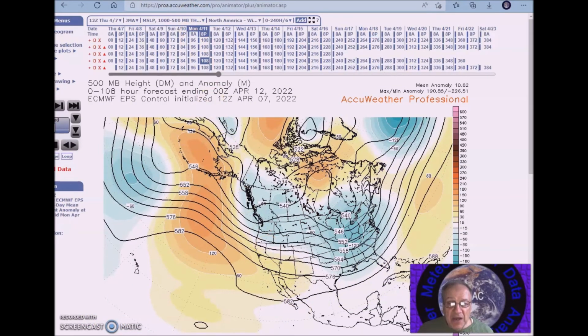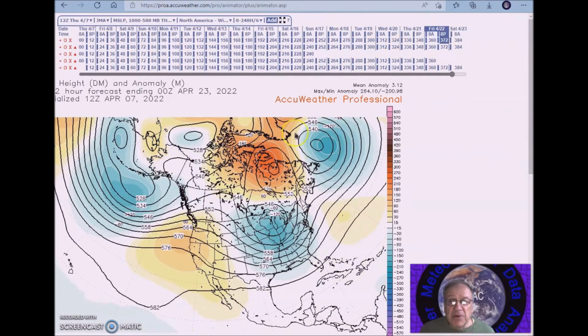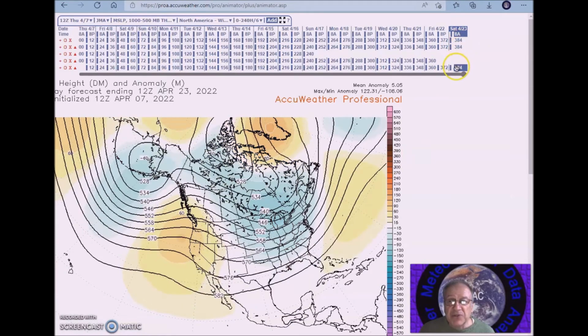Looking ahead to the next period, this will be for April 20th to 24th. Now we start seeing a return to above normal heights across the high latitudes of the North Atlantic. This results in a trough here in the east. It'll cover the east central states, and we have a ridge building over the East Pacific and into the west as a result of this upper low or trough developing here over the Aleutians.